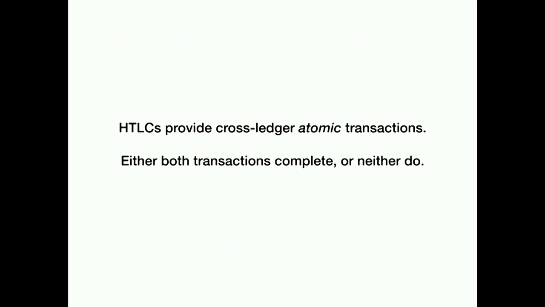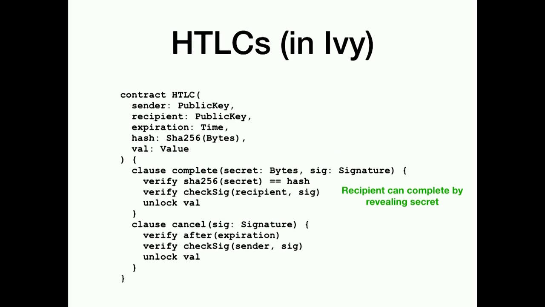And note that I'm not saying cross-chain atomic transactions, I'm saying cross-ledger, because these ledgers can be payment channels, they could be different kinds of ledger. But what matters is that it's providing atomicity across these multiple things. So this is a smart contract language.